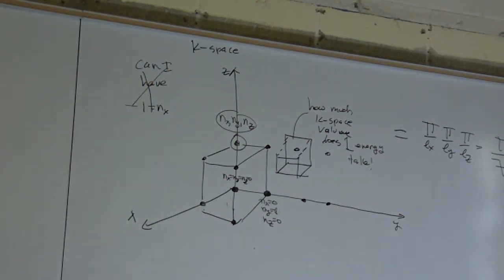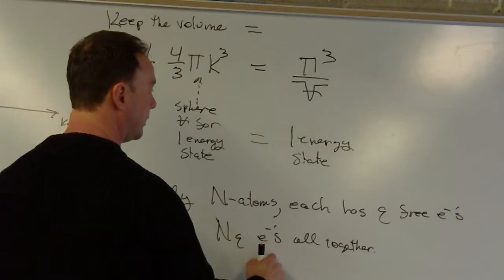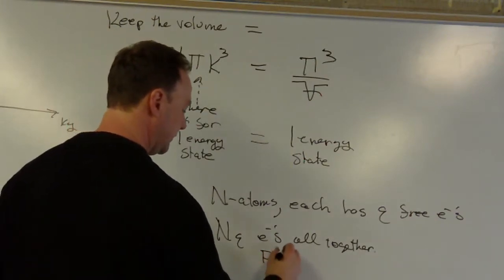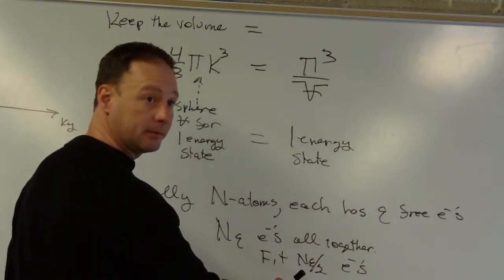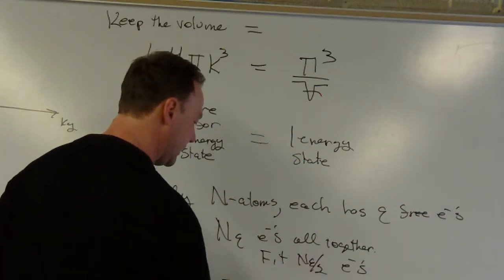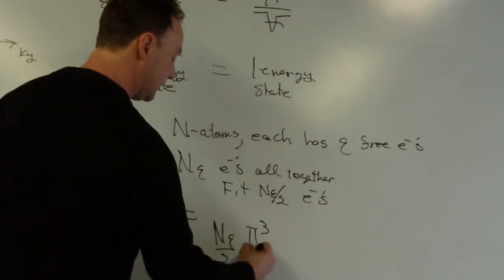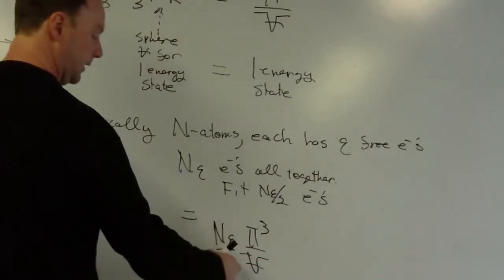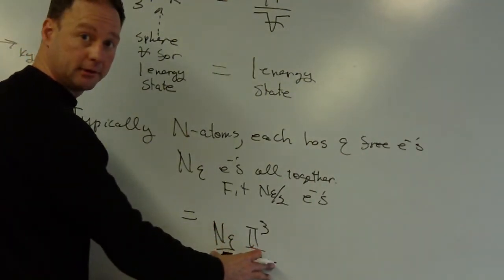So check this out. What we want to do is not fit one electron, but nq electrons. So now fit nq over 2, and I do the 2 because I'm going to have 2 electrons in every state. So nq over 2 times the volume that each of the 2 takes is the total volume that I need.